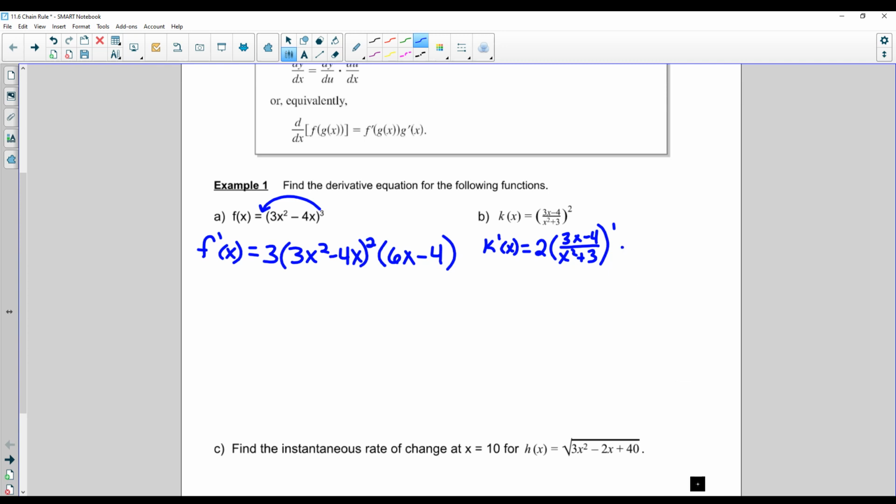All right, and then that is times the derivative of the inner function. Here's where I got to use the quotient rule. Low d high minus high d low, square the bottom, and away we go. So low d high times x squared plus 3, d high, the derivative of the top is just 3, minus high d low. So the high is 3x minus 4, and I'm just going to go up the page here. 3x minus 4, and then that is times the derivative of the bottom, which is just 2x.